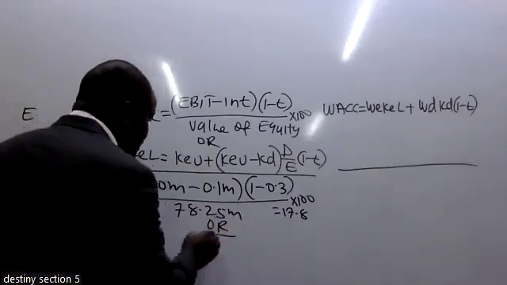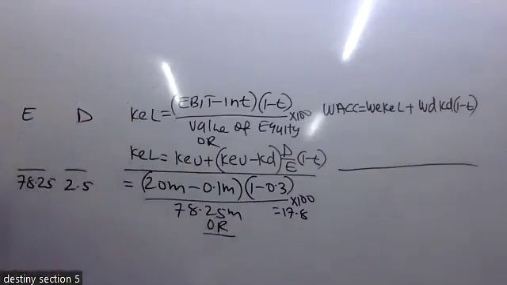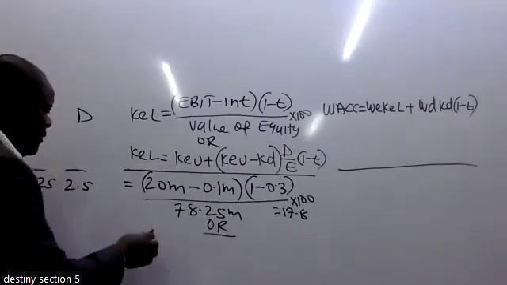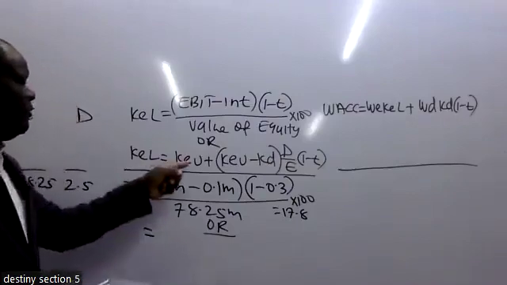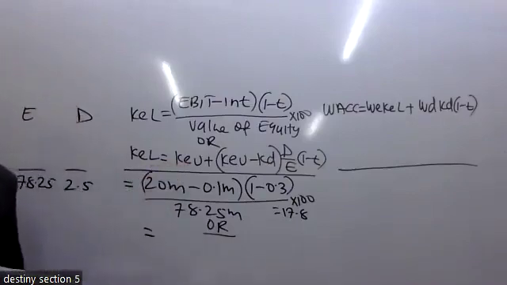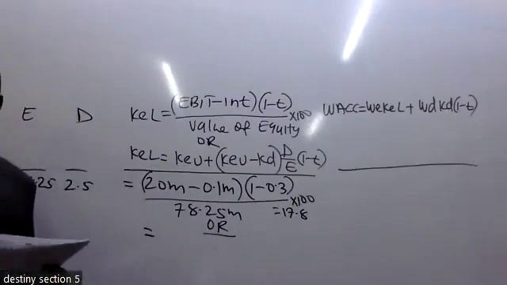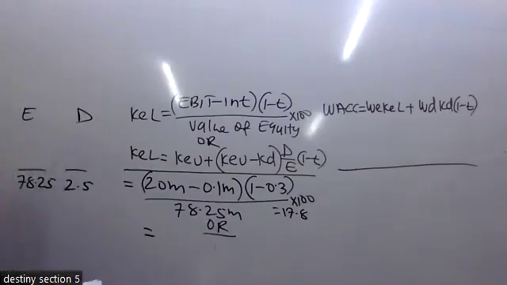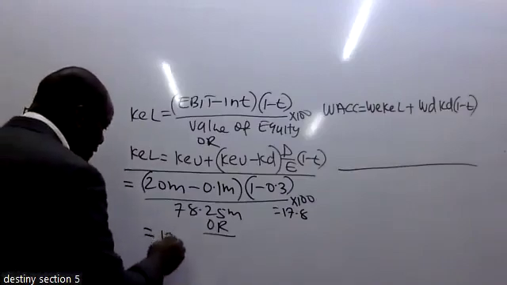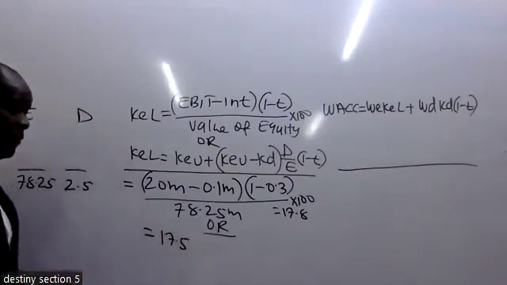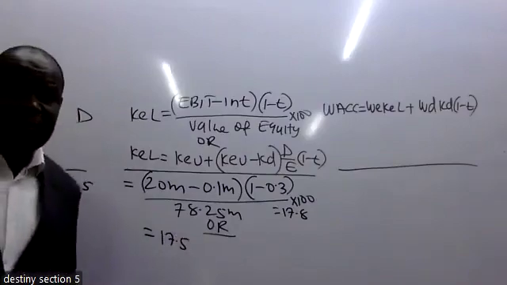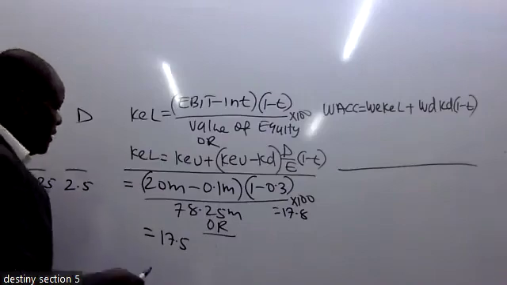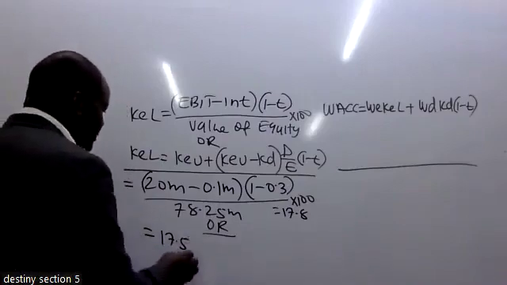Alternatively, to get the same figure, we can now use this one. When we use this one, KEU, we calculated. Remember the Roman letter 1. It was 17 point what? Yeah, check 17.5 from the previous question. From the previous question, we had already calculated KEU. So that KEU is 17.5.